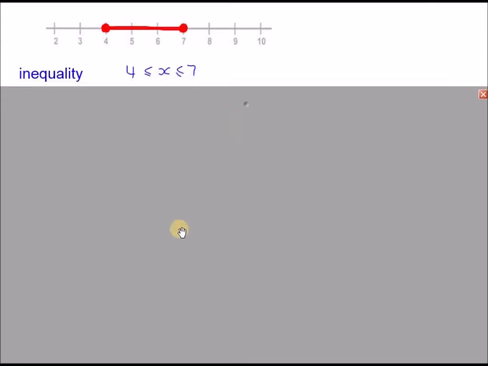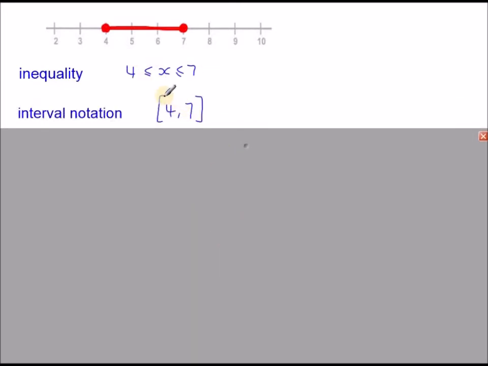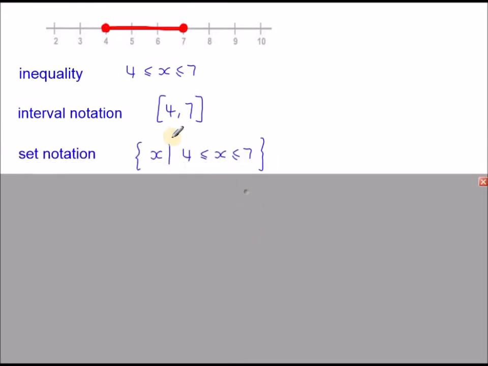The value of x equals 4 is included, and the value of x equals 7 is included, and all values in between. So using inequalities we can state this. Using interval notation, where the square bracket means x equals 4 is included, and the square bracket here means x equals 7 is included. We can also use set notation: the values of x such that x is greater than or equal to 4 and x is less than or equal to 7. So any notation here can be used for this interval.